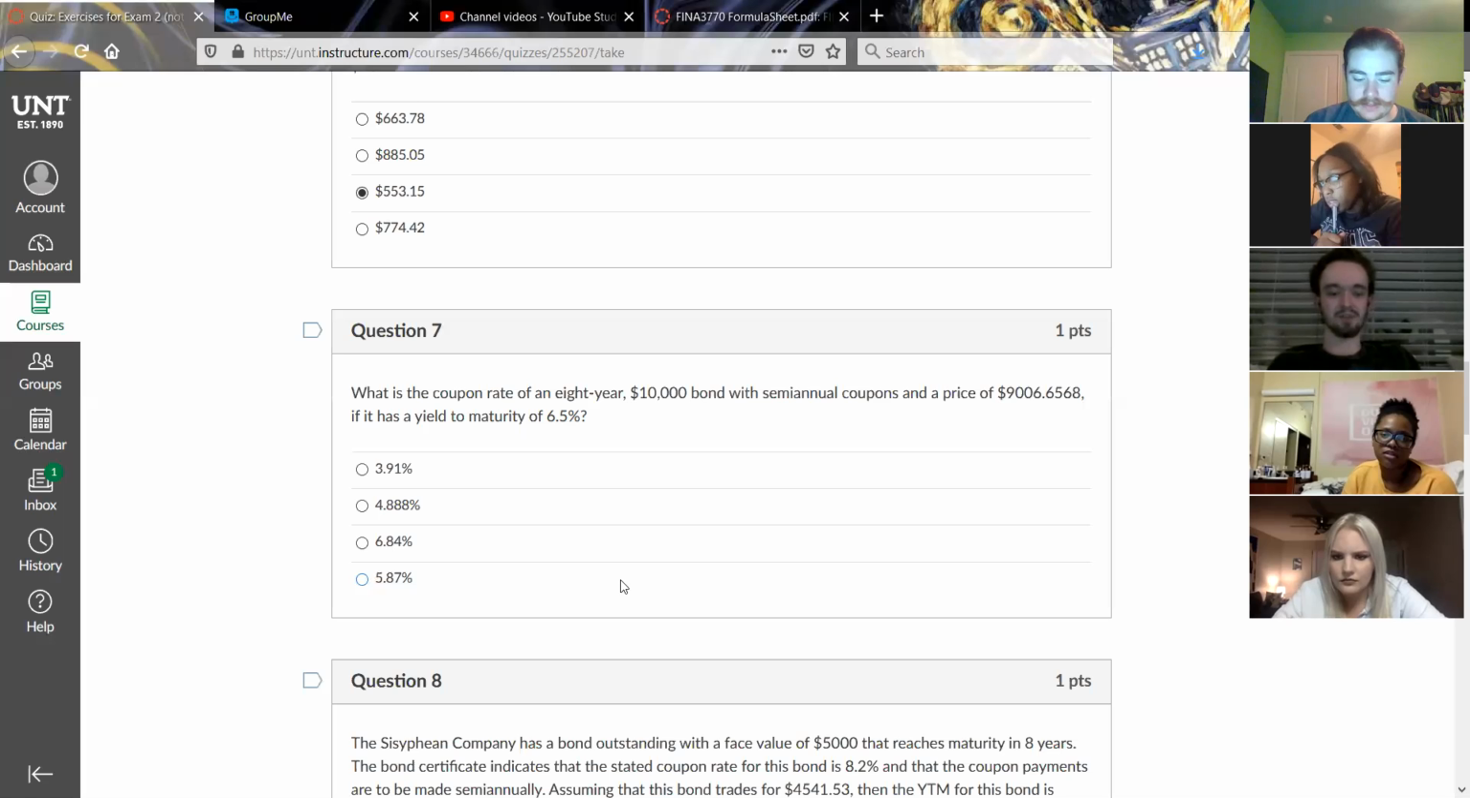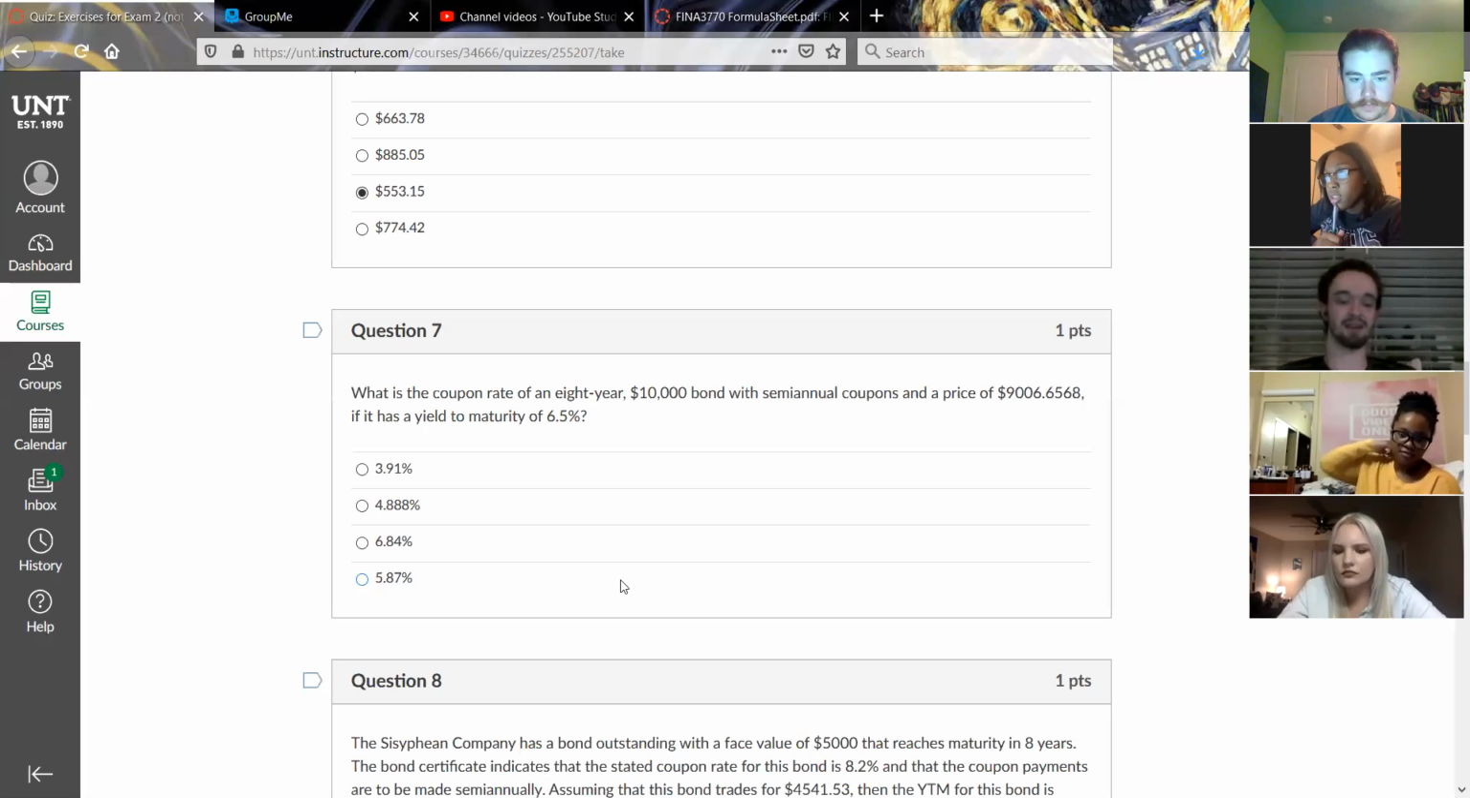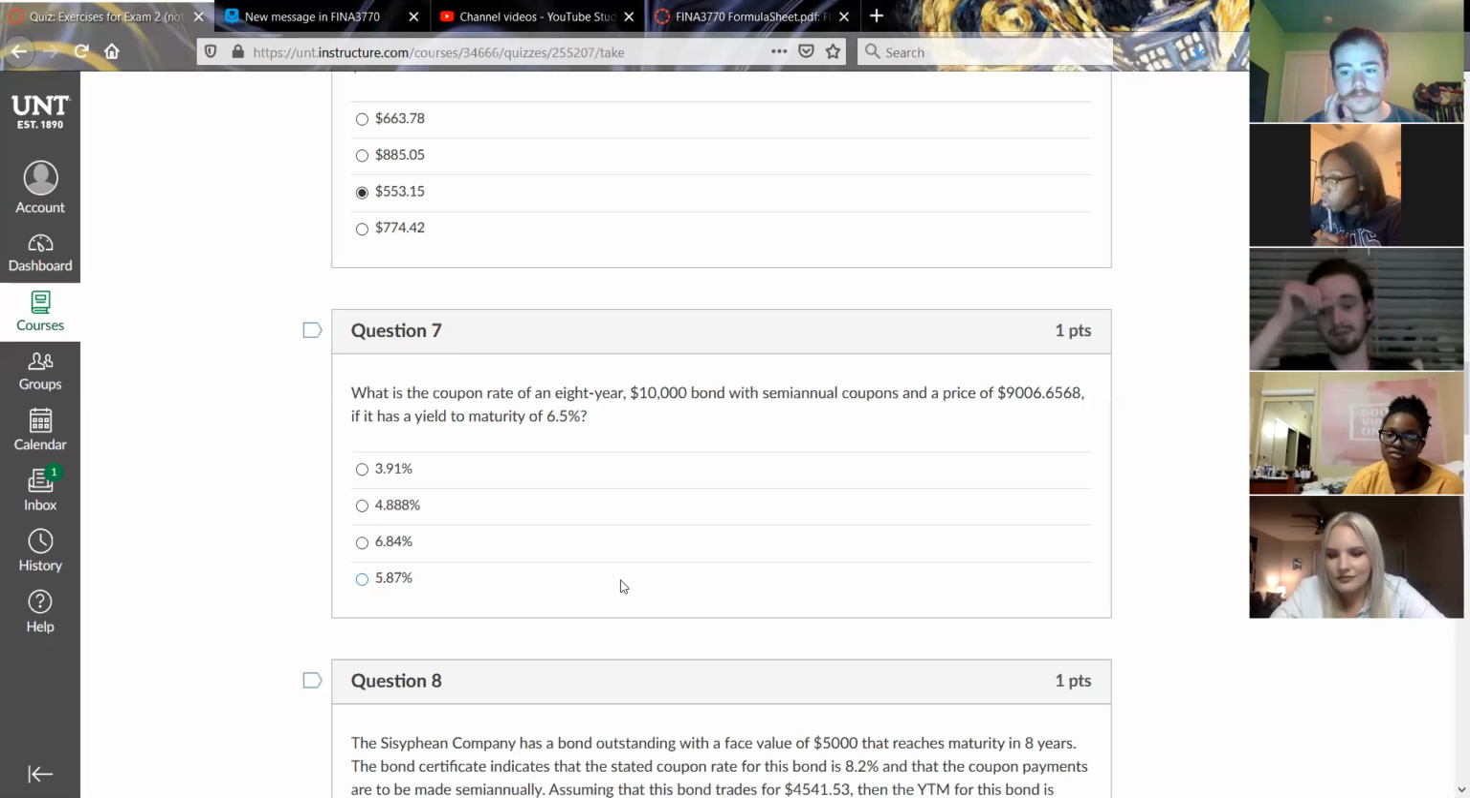I don't know if it's important, but if you get the 486 and divide it by the 10,000 bond, it gets 4.88%. Or 4.86%, which is kind of close to 4.88. I don't know if that's right, but what's the present value? I don't know if we're supposed to find present value. I would assume it's 9,006 because that makes sense. Oh, wait, so we didn't put in a present value.